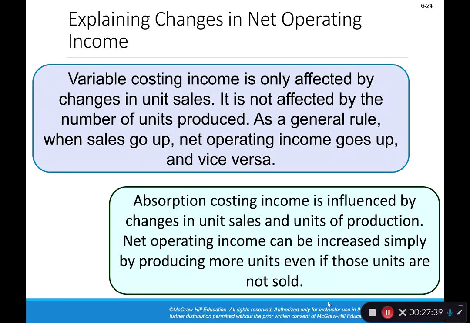So basically, absorption costing allows management to manipulate income simply by producing more or less units at the end of the period, which isn't necessarily meaning the company is actually doing better or worse. So variable income is a better indicator of how well the company is performing.